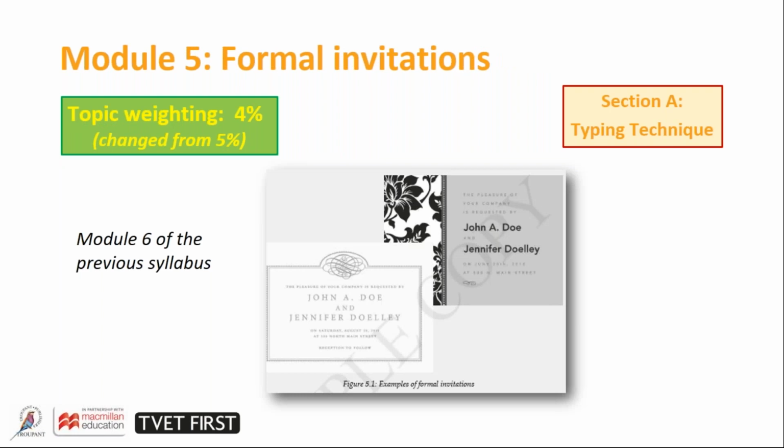Your formal invitations have moved from 4% to 5% weighting, and you must be able to do them both. They must be able to create them in a word processing document as well as from templates online. And just keep in mind that with the updating of the Computer Practice N5 syllabus, they've included Notepad as well as a word processing program. So this could also be included in our information processing.